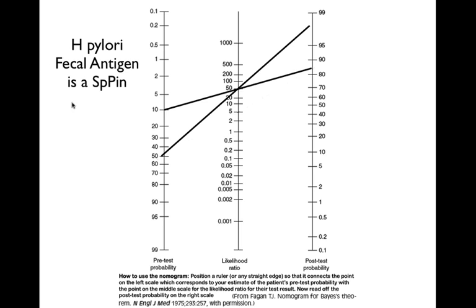So that's why we call the H. pylori fecal antigen test a spin, because if the test is positive, we know that the specificity is very high, and in that situation, if the test is positive, it basically rules in the diagnosis.